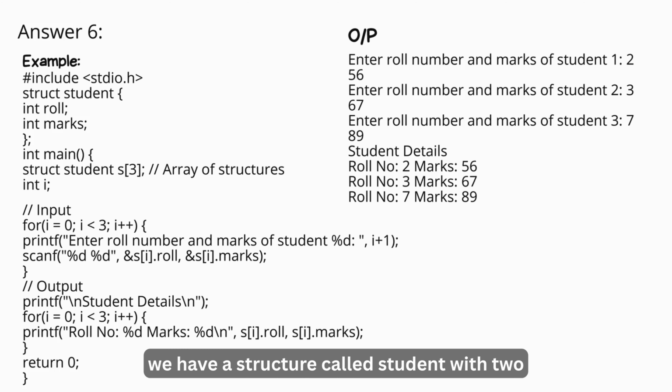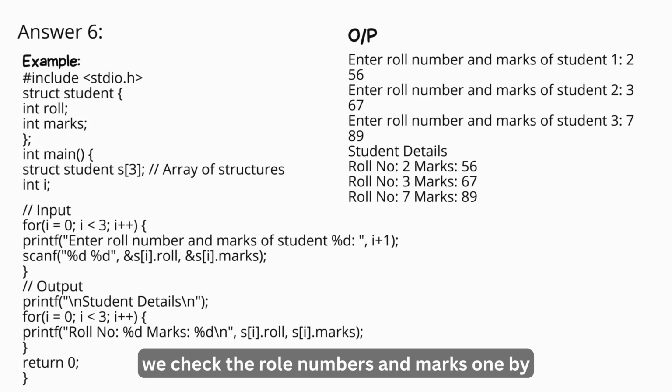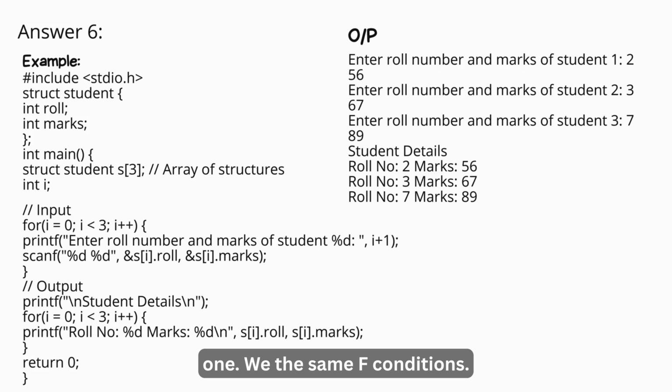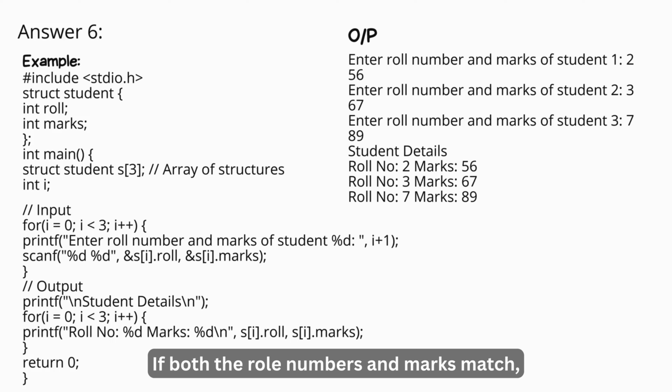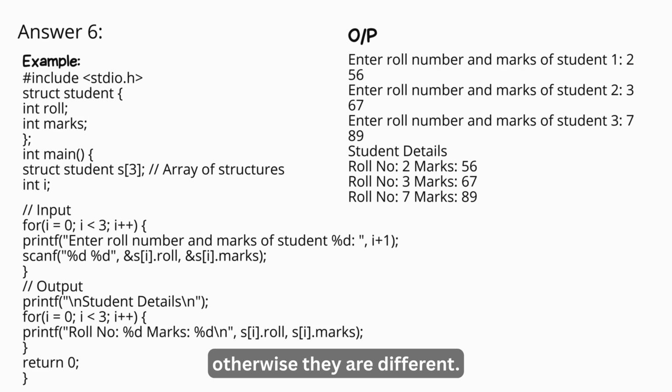Here we have a structure called student with two members, roll and marks. In the program, we create structure variables and store values for roll numbers and marks. To compare two students, we check the roll numbers and marks one by one using if conditions. If both the roll numbers and marks match, we conclude that the structure variables are equal. Otherwise, they are different.